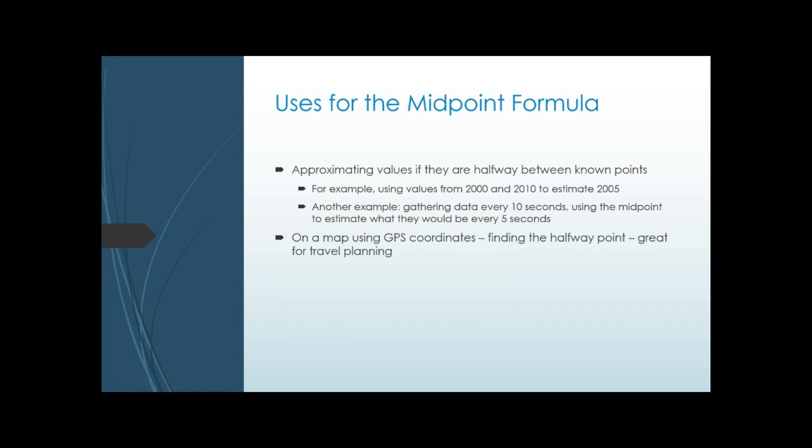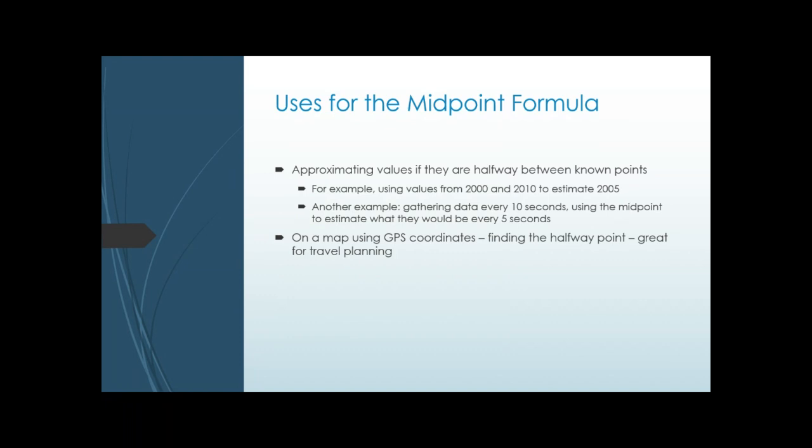Time is always going to be your x value. Time is always the input. And then whatever the number of cars you sold, that would be the y value. So you can create ordered pairs and then use the midpoint formula to find out an estimate. It's not going to be the exact value because real life isn't always a straight line, but it can give you an estimate.